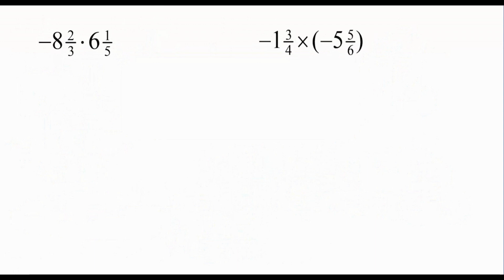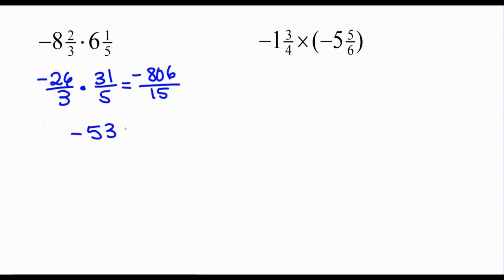So here's a couple examples multiplying mixed numbers. Negative 8 2/3 times 6 1/5. This is a negative times a positive, so I know my product is going to be negative. So I'm going to keep that in mind as I convert these to improper fractions. I have negative 26/3 times 31/5. And when I multiply these together, I get negative 806/15. And then if you write that as a mixed number, that's negative 53 11/15. And there's my product there.